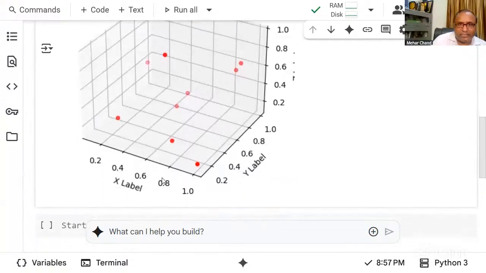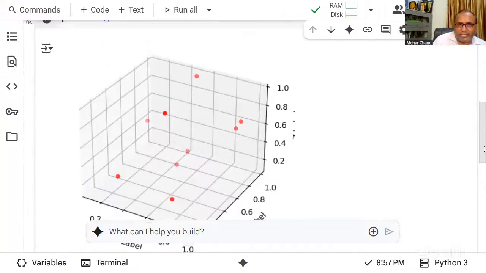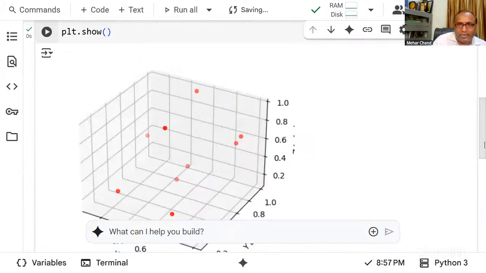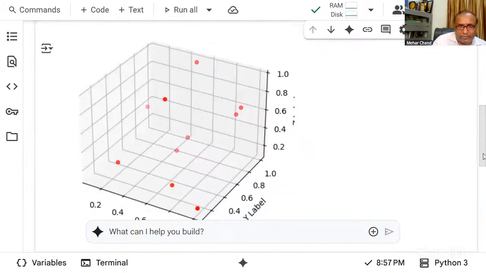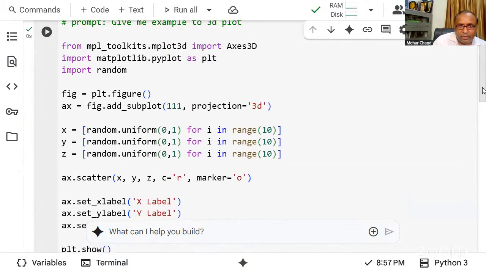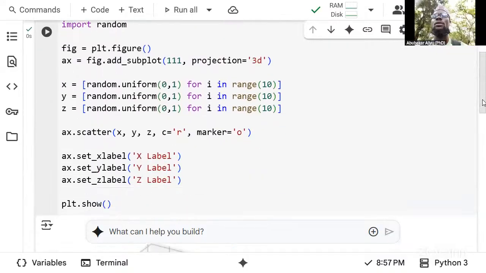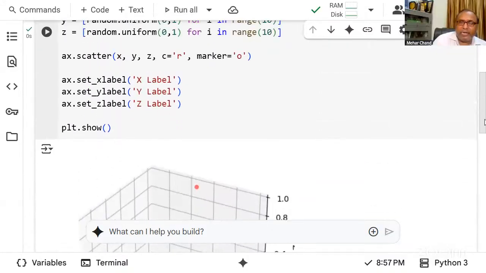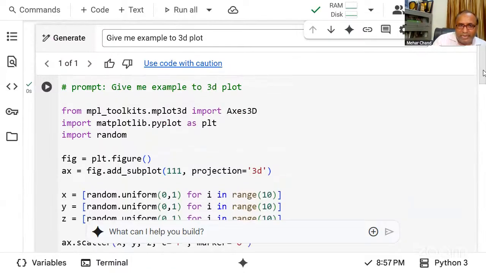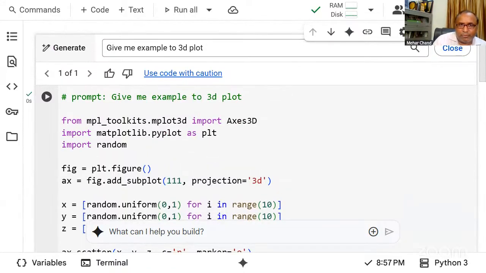Here you can see the X label, Y label, Z label. So in this way, if you have a data set and you want to visualize it in 3D, you can do it in this way. And the other way, if you have any data which you can put inside here, then you can use the statement.